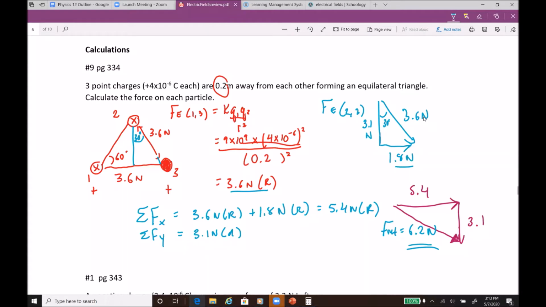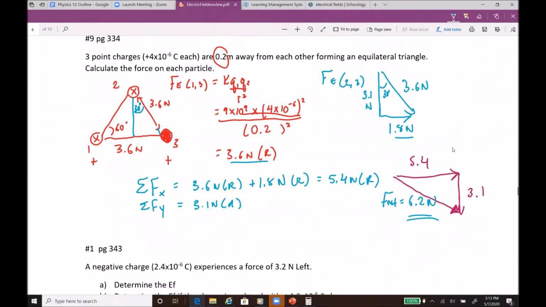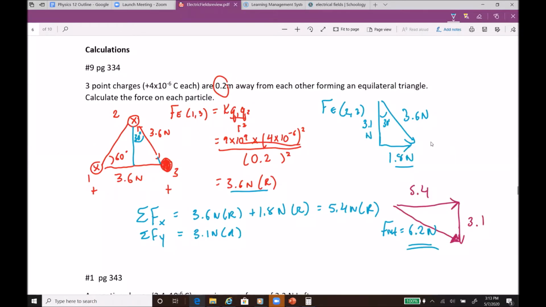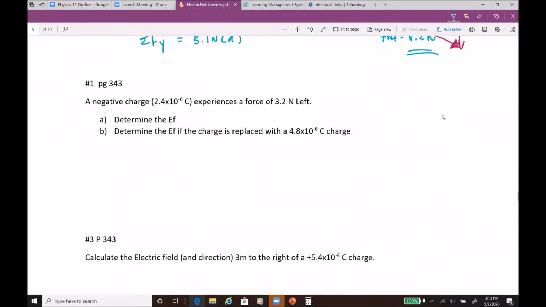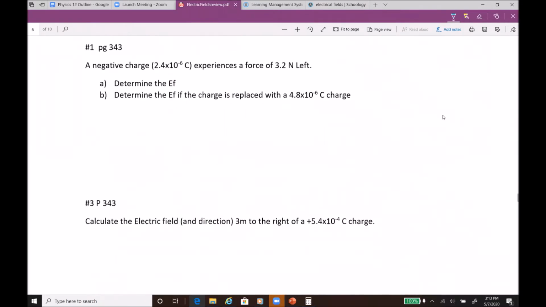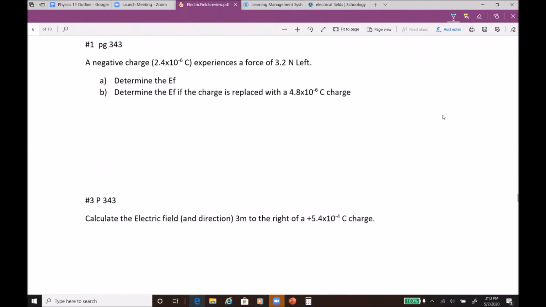The angle's easy, right? I think you should be able to figure that out. Okay, that's number 9, page 334. I looked at number 1 on page 343, and it seemed like a question to look at too. So number 1 is, and again, stop me if you have any questions, okay?